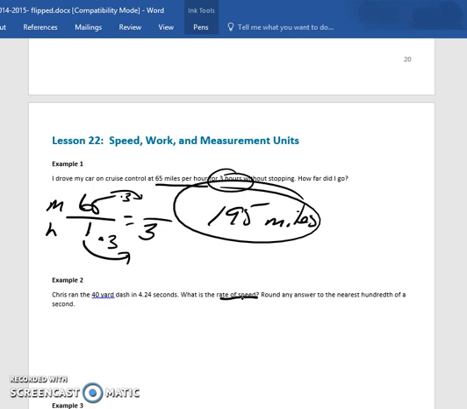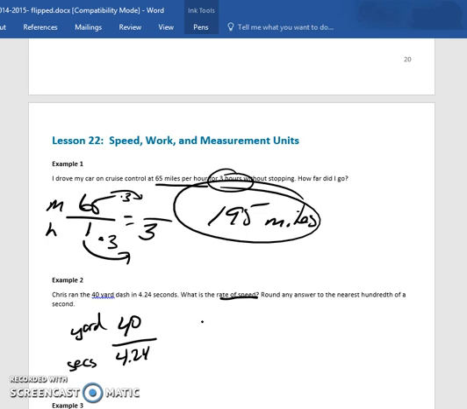So a rate is not just going to be like 195 for my answer. It's going to have two things that are in it. So let's look at theirs. 40-yard dash. I'm doing the 40-yard dash. So it's 40 yards in 4.24 seconds. They want my rate of speed.